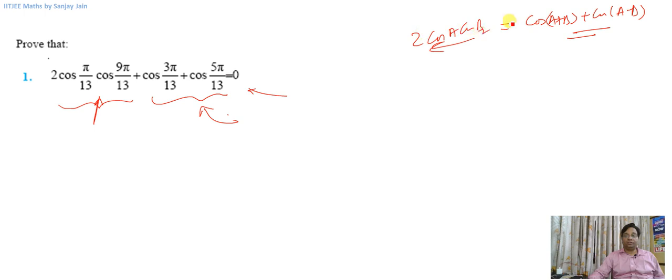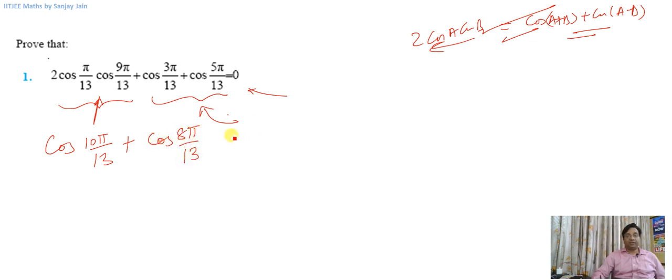So I am going in this way. 2 cos A cos B can be written as cos A plus B, that is pi by 13 plus 9 pi by 13, 10 pi by 13, plus cos A minus B, pi by 13 minus 9 pi by 13 will become minus 8 pi by 13, which you can write as plus 8 pi by 13, because cos of minus theta is cos theta itself. So plus cos 3 pi by 13 plus cos 5 pi by 13. This is my left hand side.